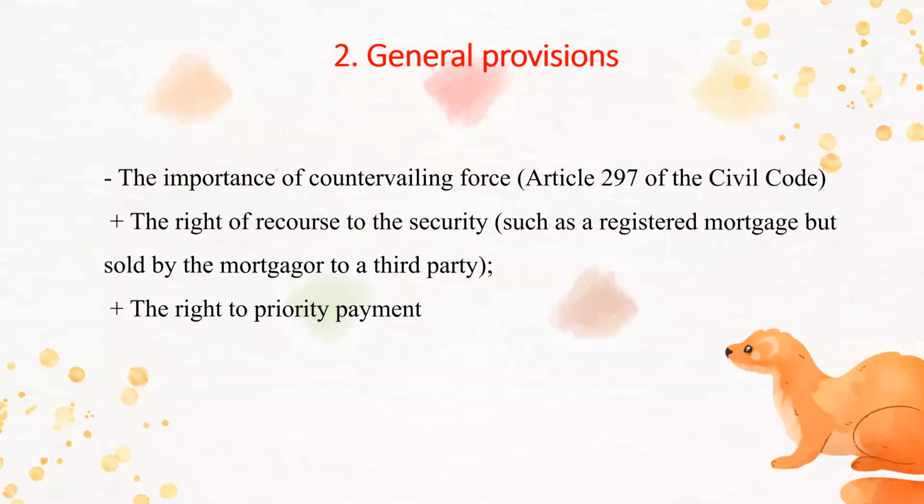The importance of countervailing force. Article 297 of Civil Code: the right of recourse to the security, such as a registered mortgage, but sold by the mortgagor to a third party, the right to priority payment.